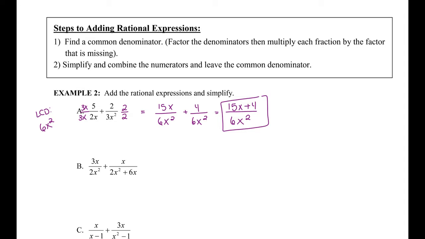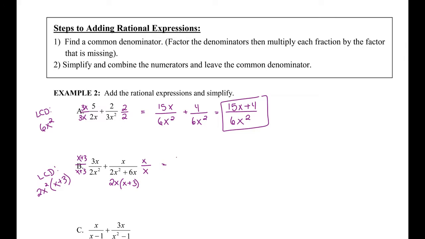You're going to start the same way for example B. I need to pull out a 2x from the second denominator in order to be left with my factored denominator, 2x times x plus 3, which will help me find my least common denominator. So they both multiply into 2x squared, and then they also would multiply into the quantity x plus 3. So my first fraction is going to be missing x plus 3 over x plus 3. And my second fraction is just missing an x.